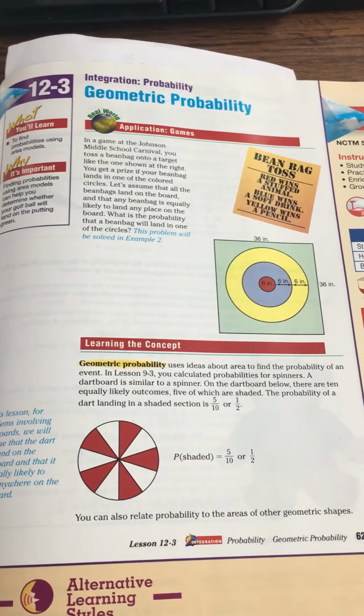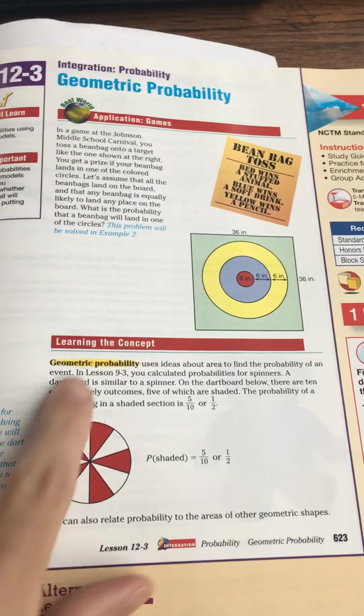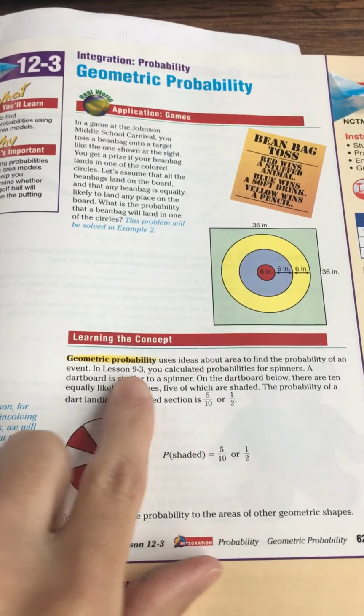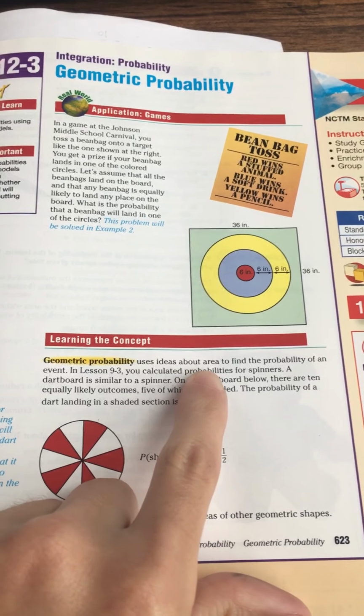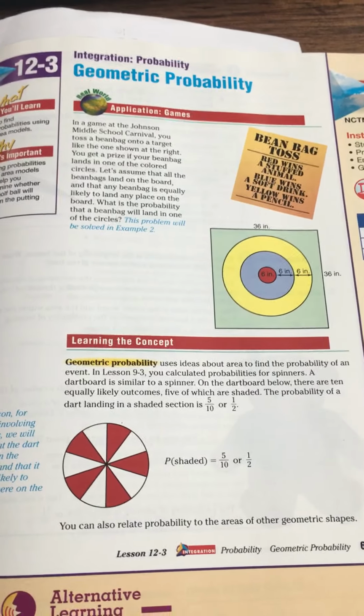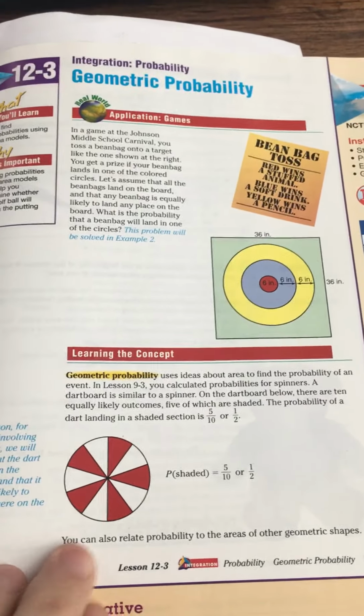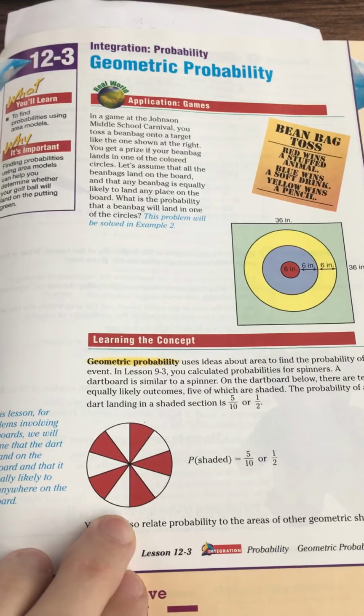All right, guys, we're in chapter 12, section 3. We're doing geometric probability. Geometric probability right here, here's the definition. It uses ideas about area to find the probability of an event, okay? I know that probably is like gibberish to you. So let's look at a little bit of an example right here.